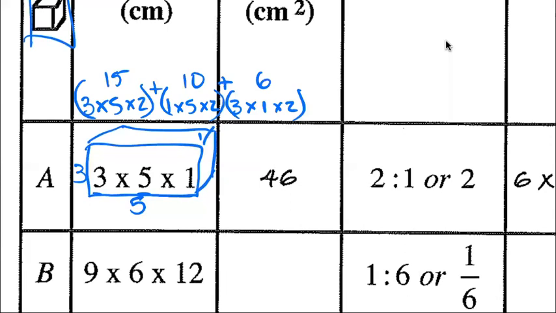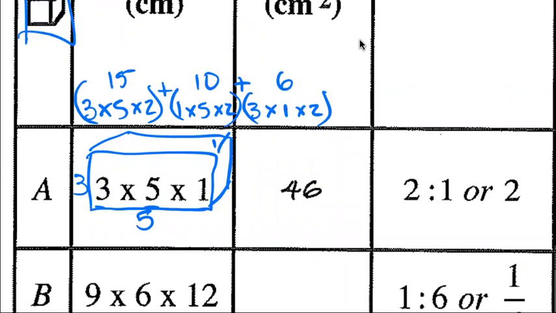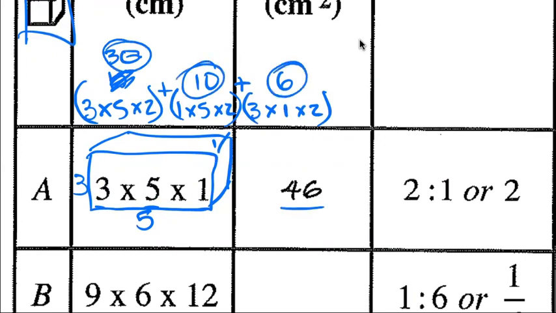Oh, wait a minute. Some math is not working out here. What's going on here? You should be saying bad math. 3 times 5 times 2 is not 15. 3 times 5 times 2 is 30. 30 plus 10 plus 6 gives us our 46.